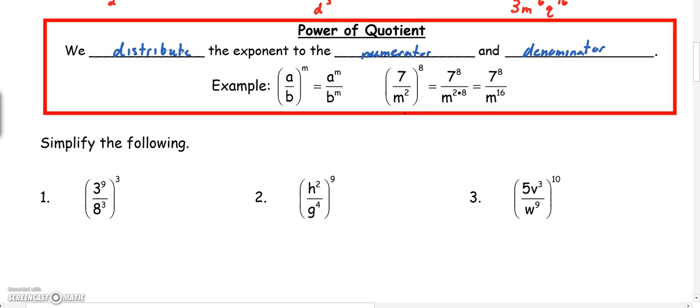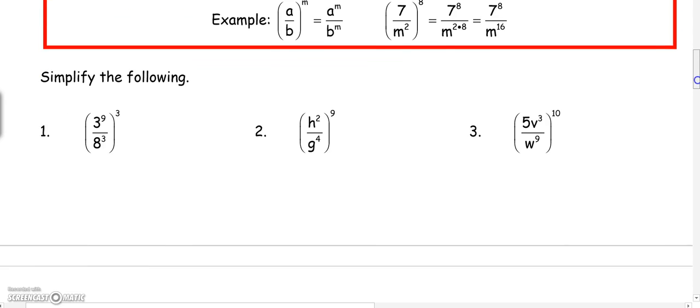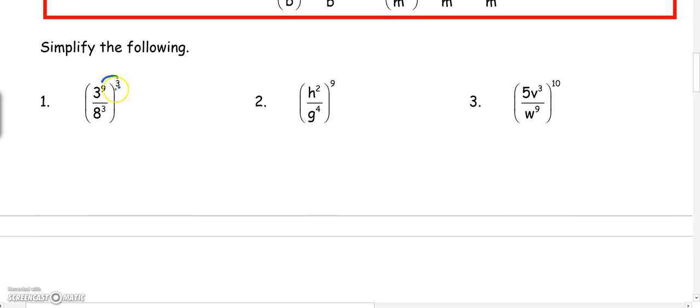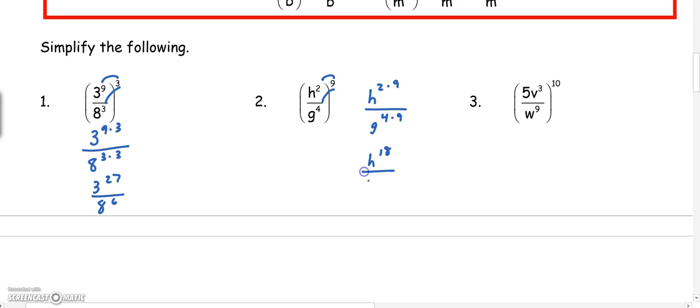So here's an example just to see what it would look like. In number 1, we're going to distribute this 3 to both exponents. So now I have 3 to the 9 times 3 and 8 to the 3 times 3. I'm going to multiply my exponents. So I get 3 to the 27th over 8 to the 6th. Same thing in number 2. We're going to distribute a 9. So we have h to the 2nd times 9, g to the 4th times 9. That simplifies to h to the 18th over g to the 36th.